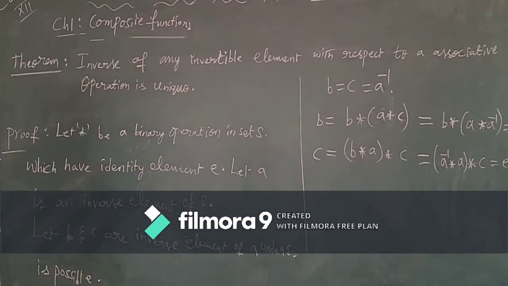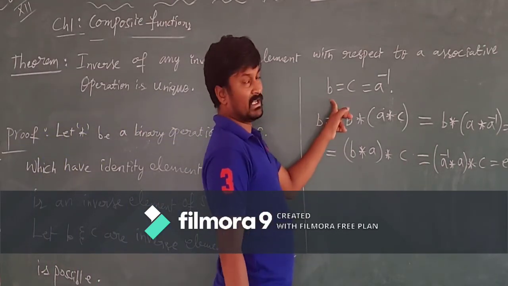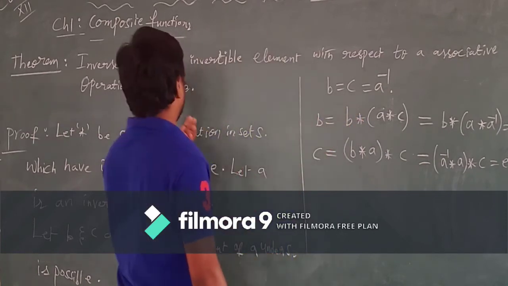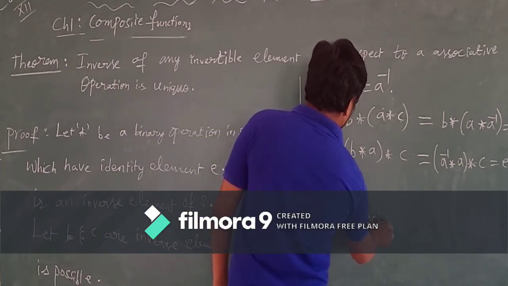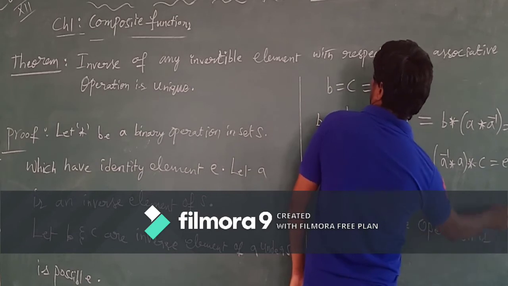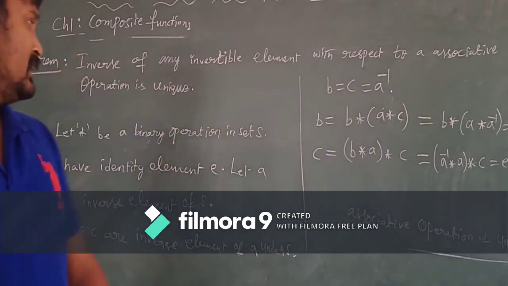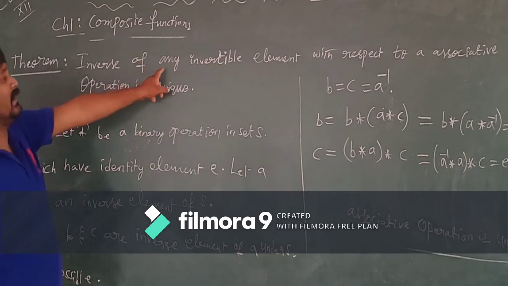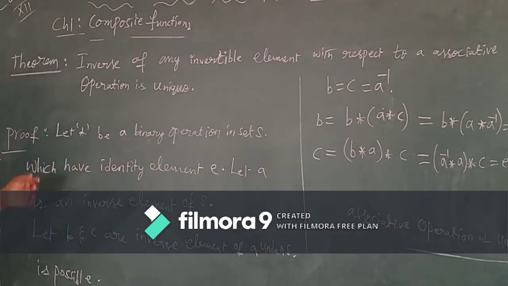So from this we proved that, from A inverse, B is equal to C. So you found that the inverse under an associative operation is unique. Unique means that both are equal to A inverse. That is, only one invertible element is there, that is A inverse, because with respect to an associative operation it is unique.